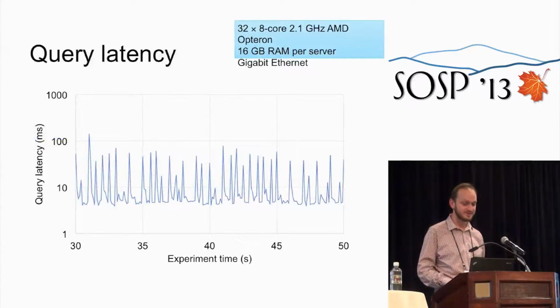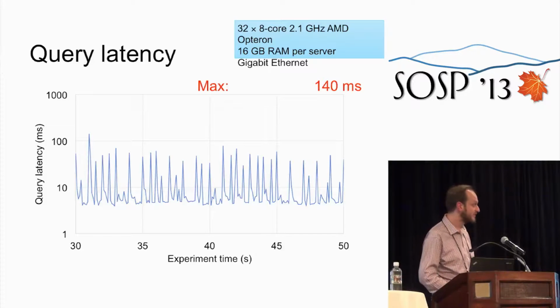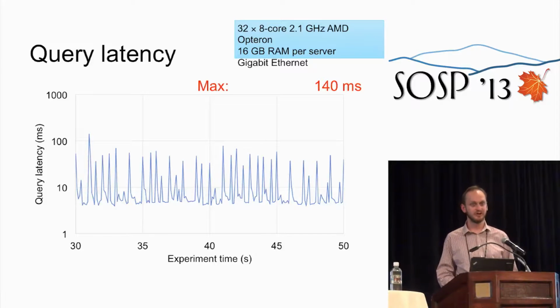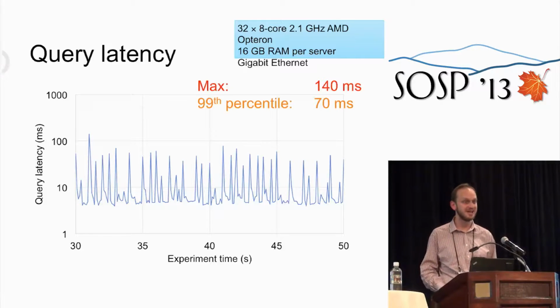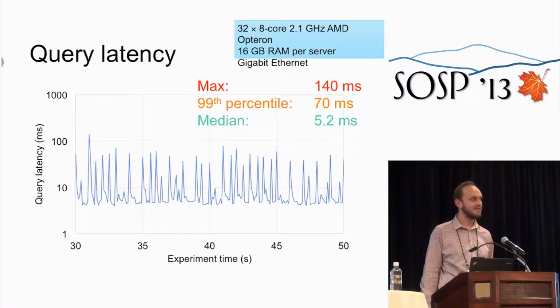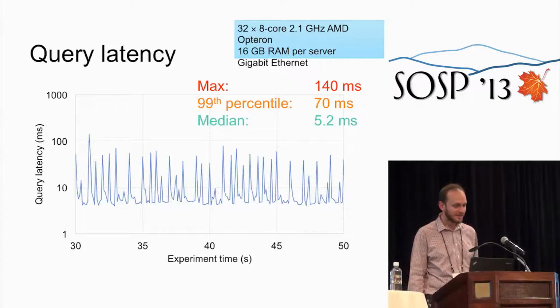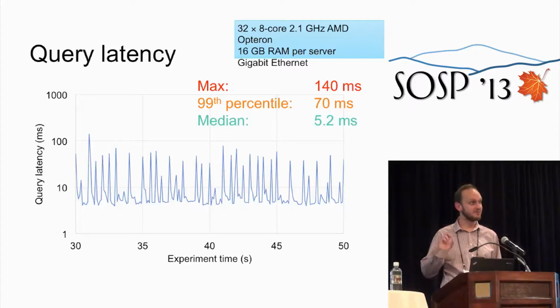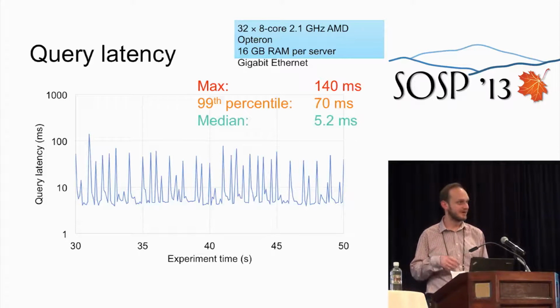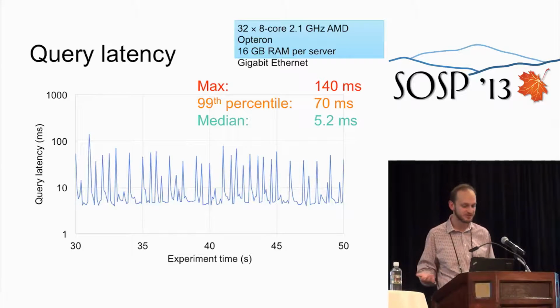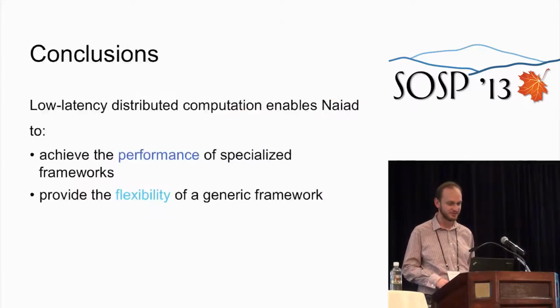The time series shows the latency of queries as time goes on, and latency on a log scale. Only one of these 200 queries I'm showing you took over 100 milliseconds. The 99th percentile is 70 milliseconds, and the median is 5 milliseconds. The latency spikes are due to some interference from the batch workload, and we have ideas for how to reduce these by making the batch more cooperative, but that's going to remain in future work.